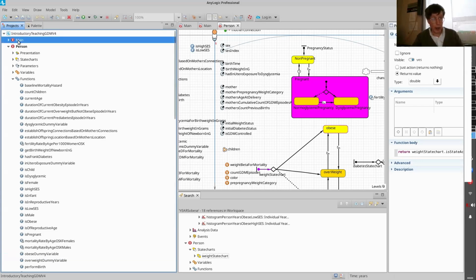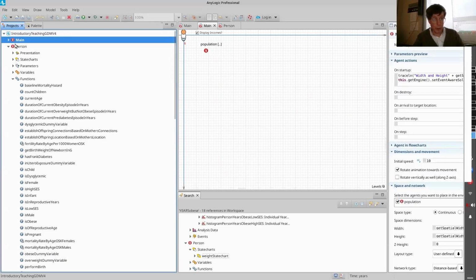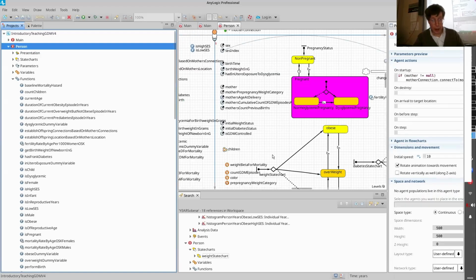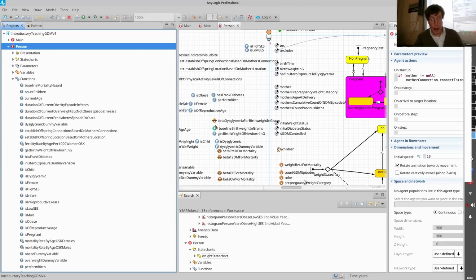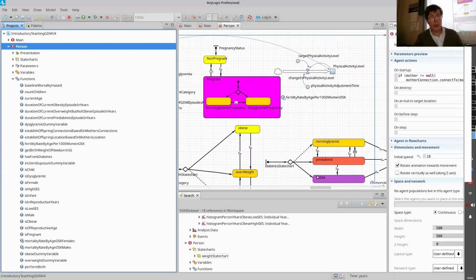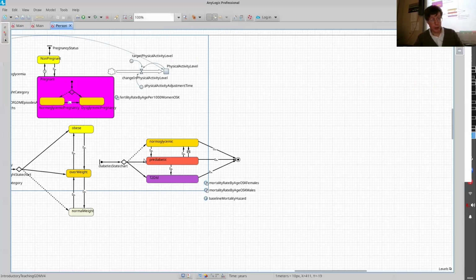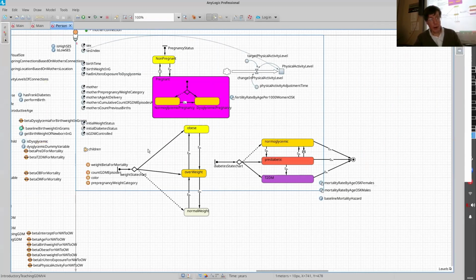What I want to do here is highlight within the model the fact that we have persons characterized, and each of these persons has characteristics characterized by state charts here, as well as by parameters, characterizing assumptions about characteristics that are static. And then, as we'll see, some hybrid components involving physical activity level, etc.